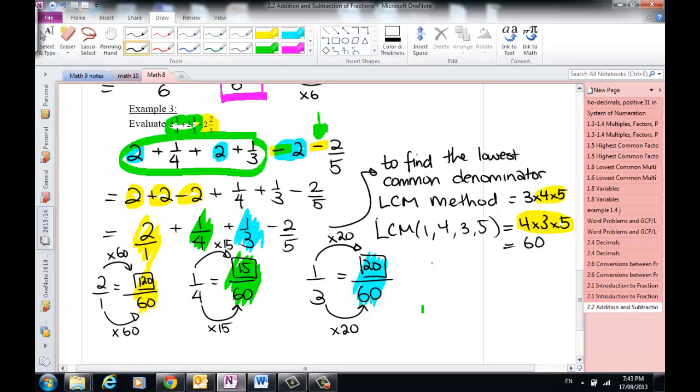And our last one, we have 2/5. Oops, put the box in the wrong spot. We're trying to get it so that it has a denominator of 60. Well, 5 multiplied by 3 multiplied by 4 is 60. Well, 12 multiplied by 5 is 60. And therefore, I'm multiplying by 12, and I get 24 over 60.